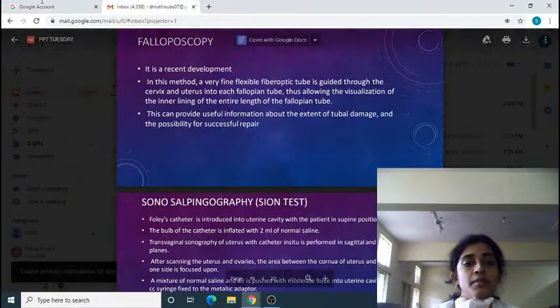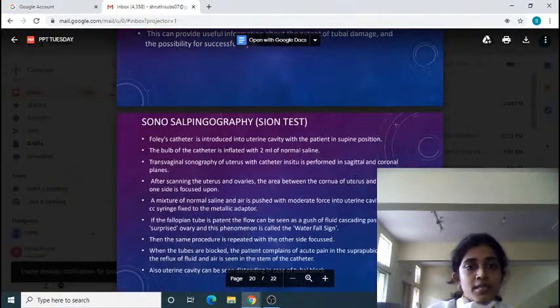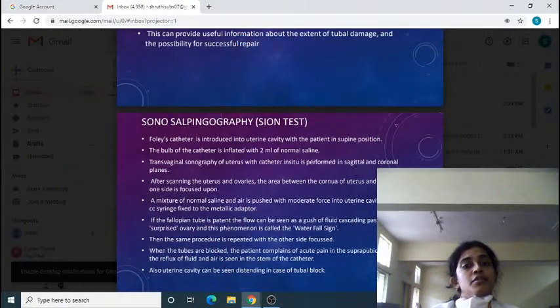Okay, then talking about sonosalpingography, or the Sion's test. In this, the Foley catheter is introduced into the uterine cavity with the patient in supine position. The bulb of the catheter is inflated first with normal saline. Then transvaginal sonography of the uterus with the catheter in situ is performed in sagittal and coronal planes. After scanning the uterus and ovaries, the area between the corner of the uterus and the ovary on one side is focused.